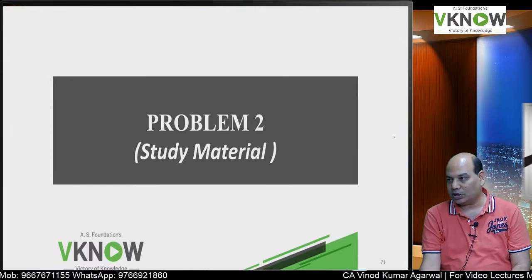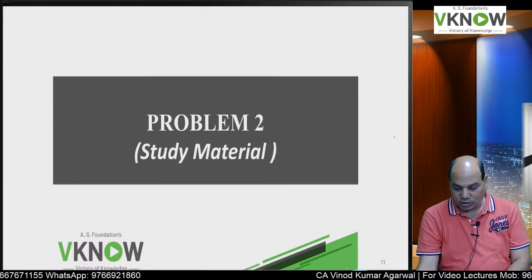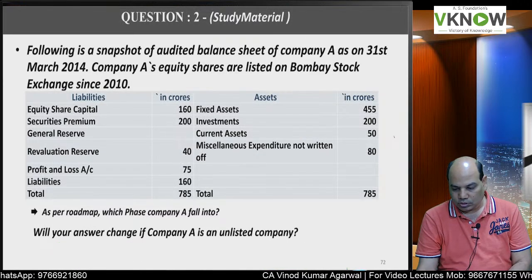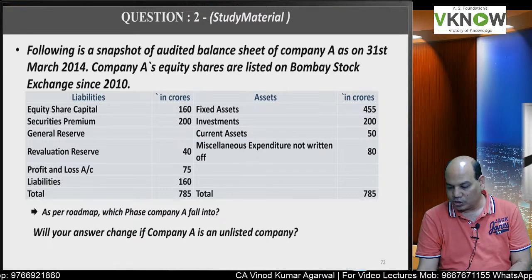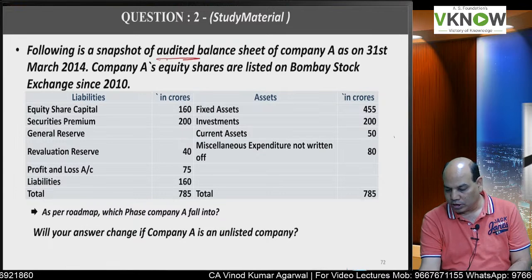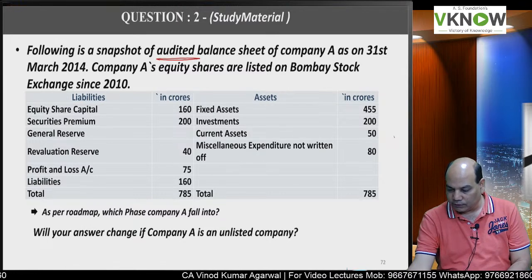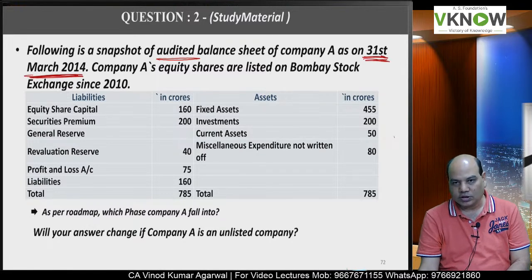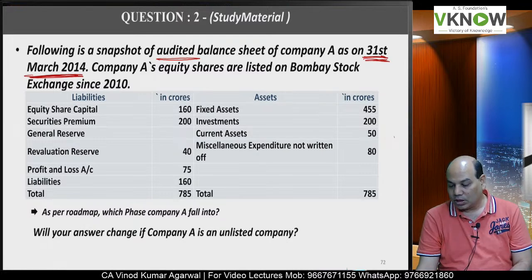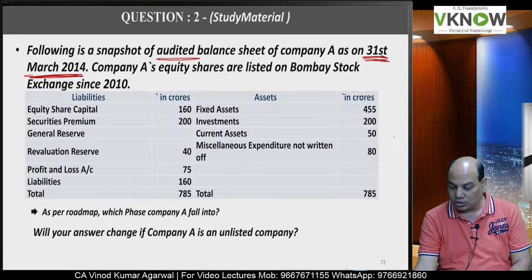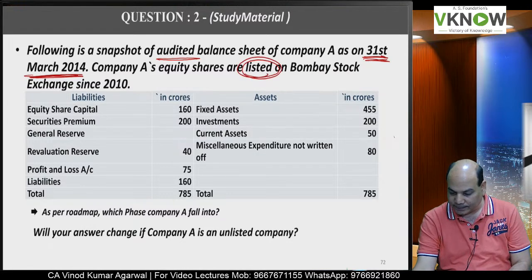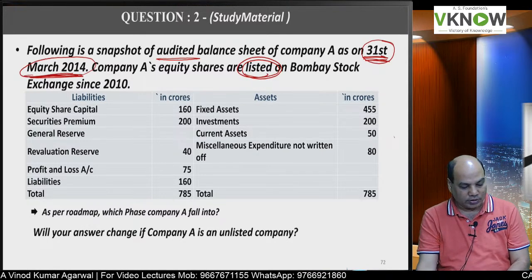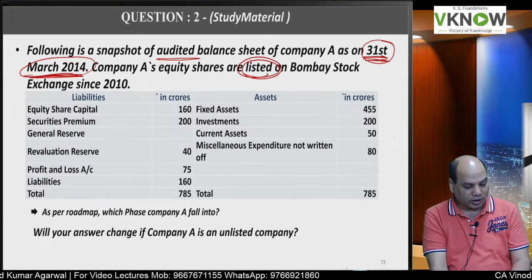All questions are from study material. Source, write down study material. And this is a good question for exam purpose also. Following is a snapshot of audited balance sheet. So this is already audited, so no problem, of company on 31st March 14. Such a waste of time by asking such old outdated questions. Company A's equity shares are listed on stock exchange. So this is a listed company and we have to check the net worth on this date. And is it an NBFC or other than NBFC?